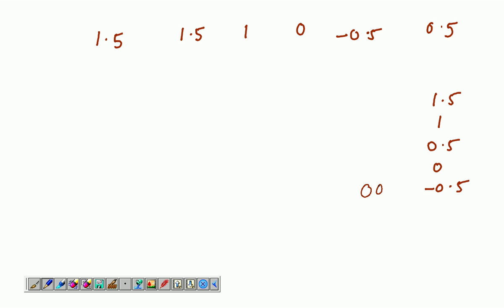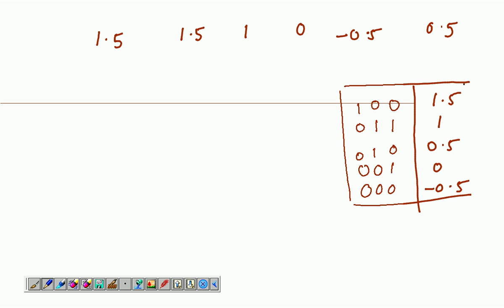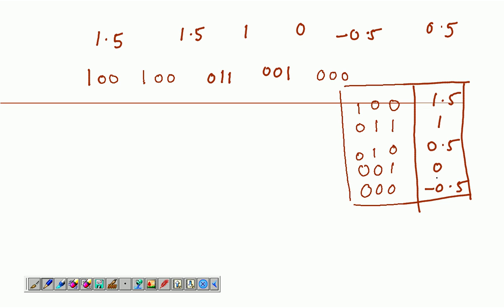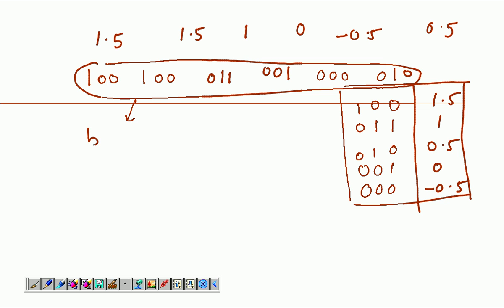It's 1.5, 1.5, 1, 0, negative 0.5, and 0.5. And again 1.5, 1, 0.5, 0, negative 0.5. So what we have now is 100, 100, 011. For 0 it's 001. For negative 0.5 it's 000, and for 0.5 it's 010. Now this is a set of zeros and ones, so this is a binary representation.